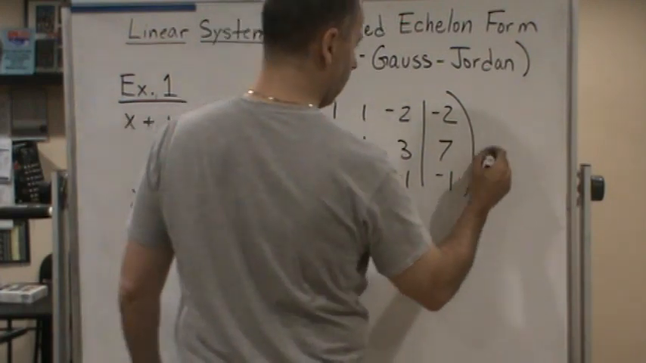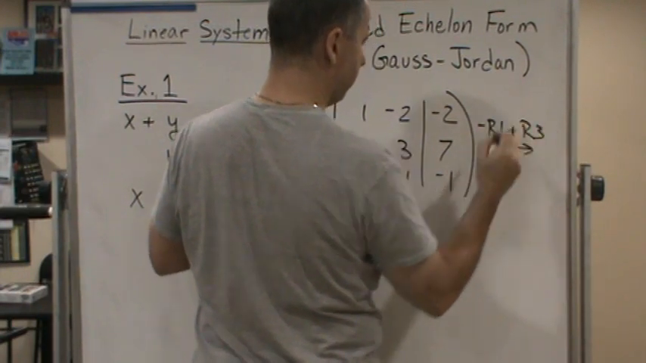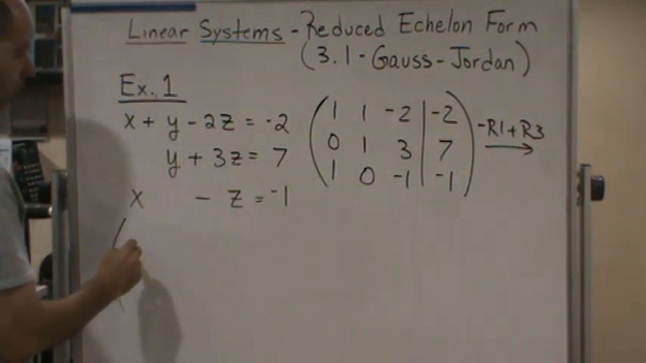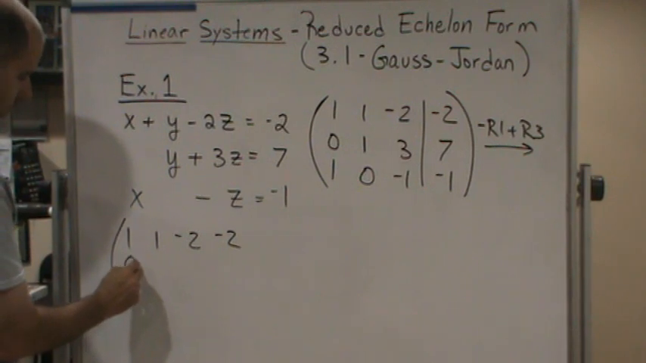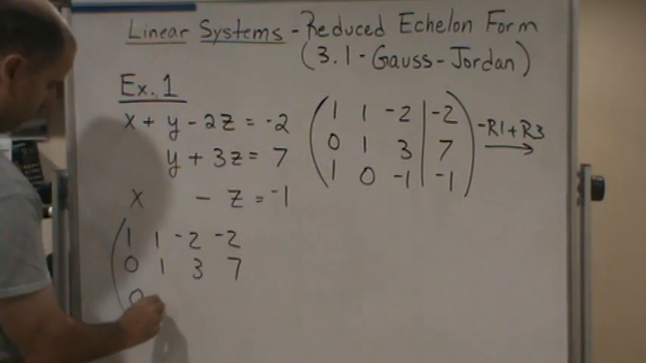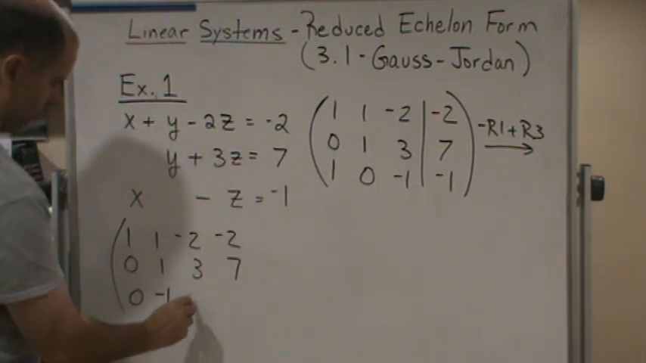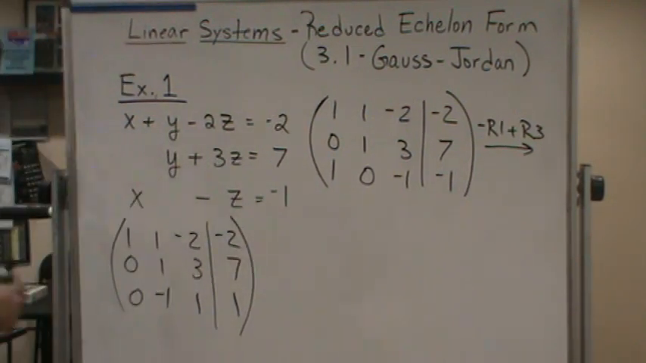Okay, so I'm going to take negative row 1 plus row 3. And so what that's going to do is that's going to give me what? It's going to give me 1, 1, negative 2, negative 2, 0, 1, 3, 7, and then it's going to give me 0, and then negative 1, and then 1, and then 1. Right? So all I did was the first step. Okay, so now let's do it again.